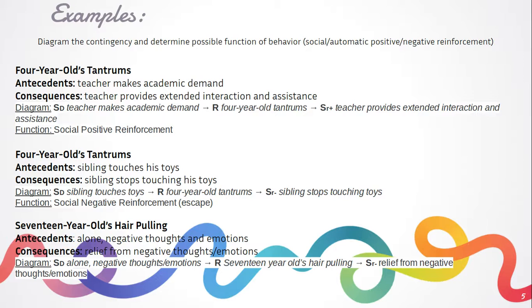So the function in this case would be negative reinforcement, as we know from here, and it would be automatic negative reinforcement. The 17-year-old is escaping these negative thoughts and emotions, and nobody else has to be present for this contingency to take place.